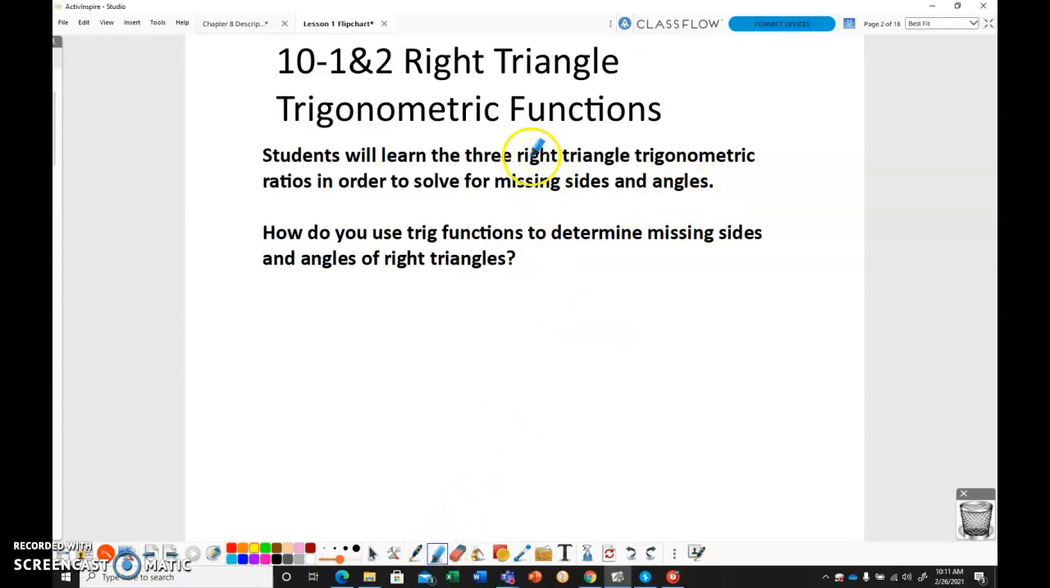The key to these today is that every triangle we work with is going to have to be a right triangle. That's the only way these trig ratios work, is if we're dealing with a right triangle. So we have to make sure something's told us along the way that it's a right triangle. We can't just go based off of how it looks.